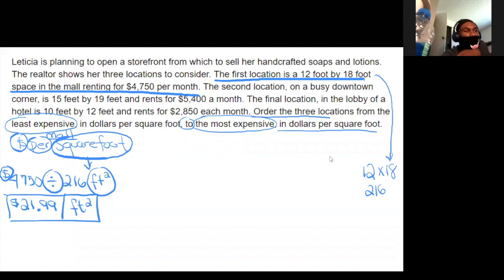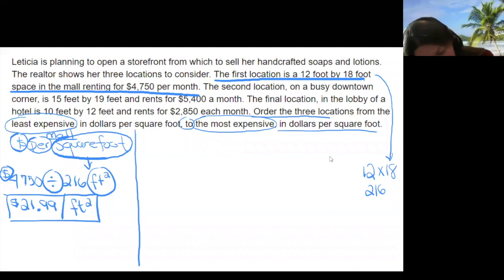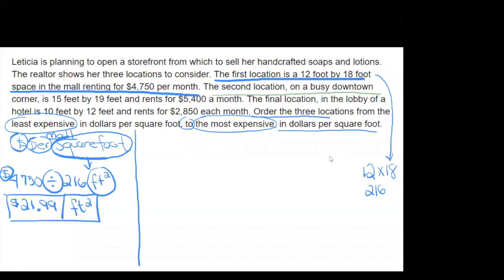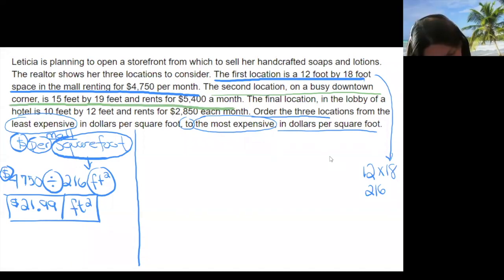Okay, so let's compare it to the next location. So we did the mall location. Now, the second location on a busy downtown corner is 15 feet by 19 feet and rents for $5,400 a month.